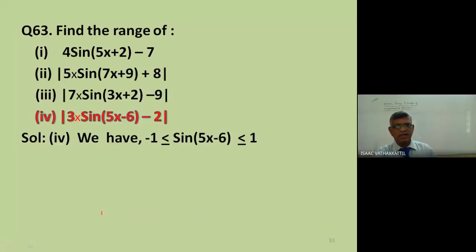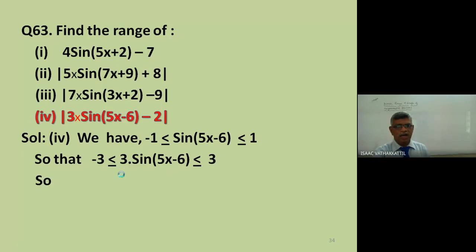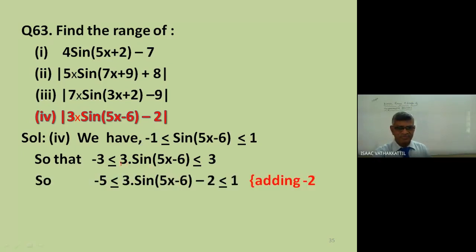We go for now the fourth one, that is 3 sine modulus of 3 sine 5x minus 6 minus 2. We started with minus 1 less than or equal to sine 5x minus 6 less than or equal to 1. Multiply with 3, the inequality remains as it is. Add minus 2, so minus 3 minus 2 is minus 5, and 3 minus 2 is 1. So it is between minus 5 and 1.